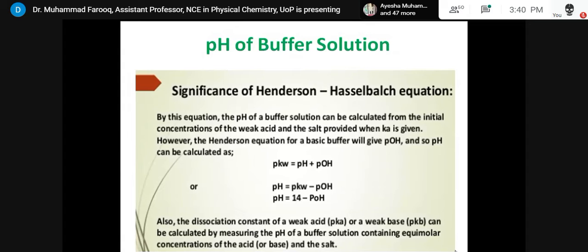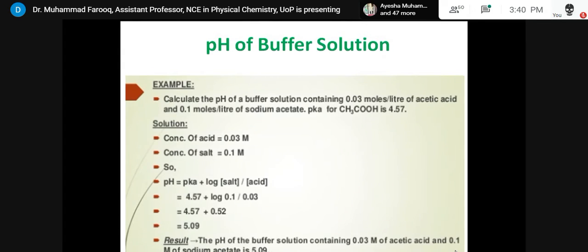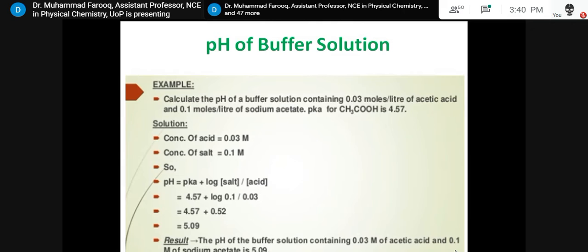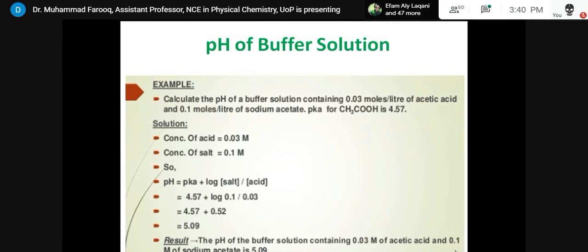Suppose the pH value is the same as pKa, just put it here: pH is equal to pKa. Then put the value, the salt and acid concentration is also there.